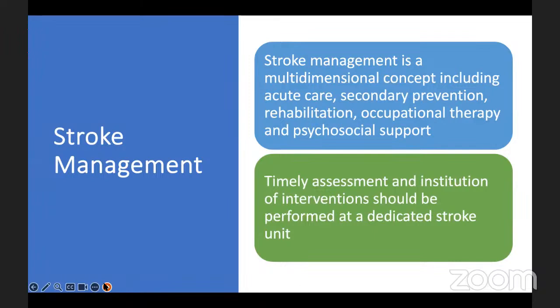I think one thing that cuts across the three presentations that you've listened to is that management of most of the neurological disorders is multidisciplinary. And so in stroke, we have acute care, secondary prevention, rehabilitation, occupational therapy, psychosocial support. And most of these things are time sensitive. So timely assessment and institutional intervention should be performed ideally in a dedicated stroke unit.